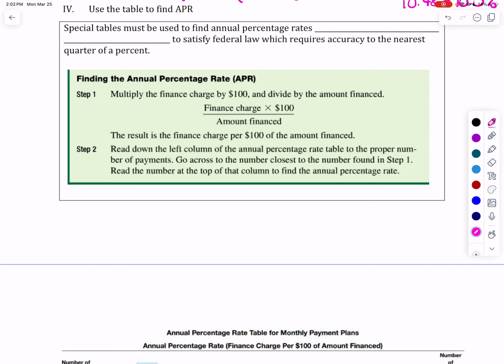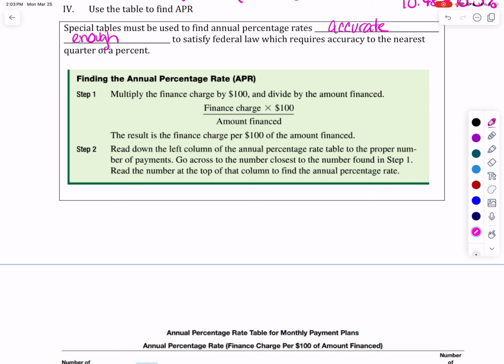All right, this is 12.2 for Math 160, and this is part 2 on using the APR tables to find our annual percentage rate. Sometimes special tables can be used to find annual percentage rates that are accurate enough to satisfy federal law, okay?